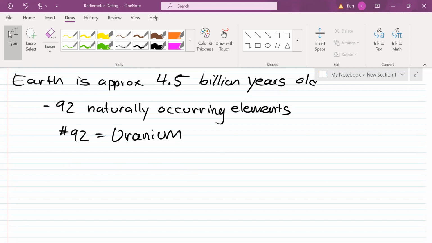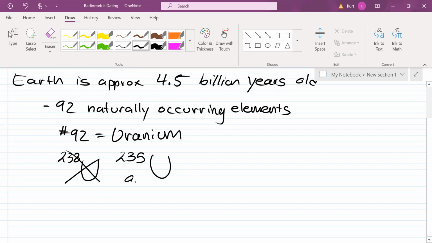Some radioactive isotopes decay at different rates. One thing that we have found out is that uranium has a half-life of 4.5 billion years. To give you an idea of what I mean by this, let's say that I have a form of uranium. It could be uranium-238, but we're actually going to use the really radioactive form, uranium-235. Uranium-235 has a half-life of about 4.46 billion years, but we're just going to say 4.5 billion years.